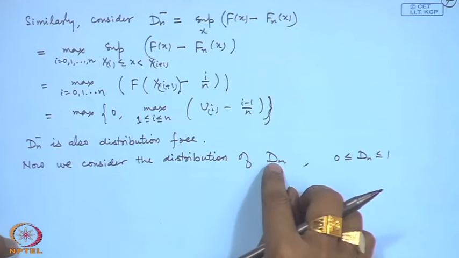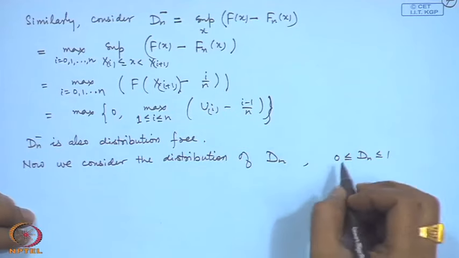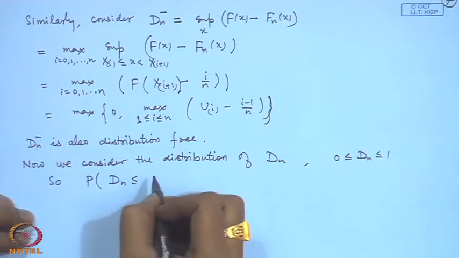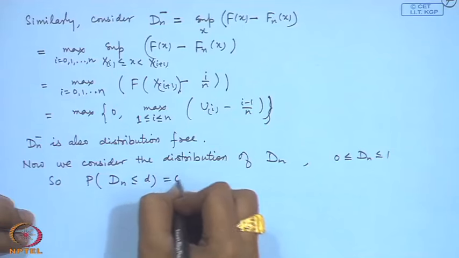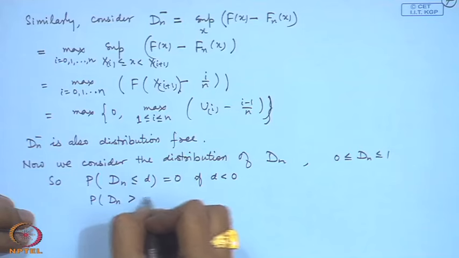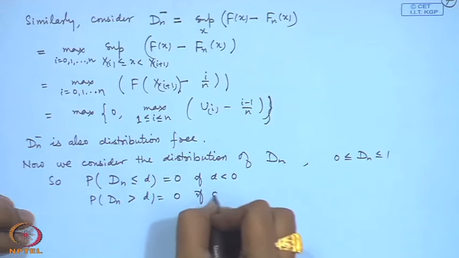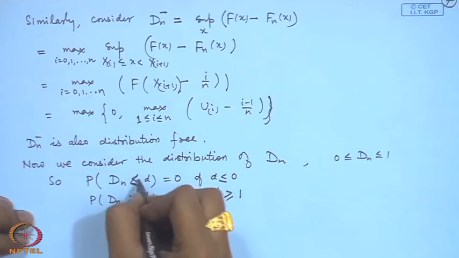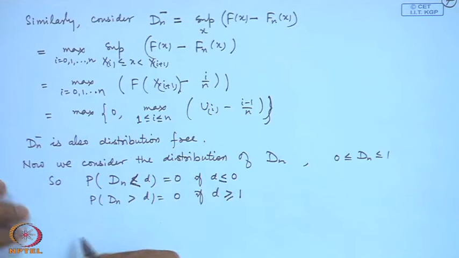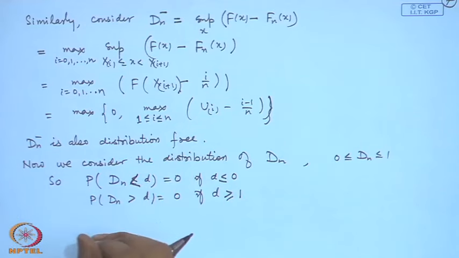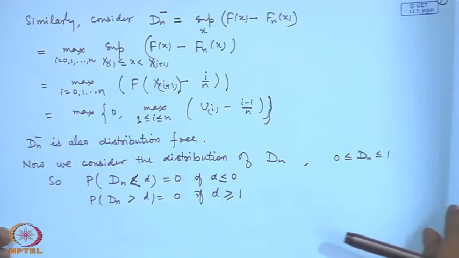So, the entire thing is that D_n lies between 0 to 1. So, that means when we are considering the distribution of this less than or equal to say some d, then it is equal to 0 if d is less than 0, and probability of D_n greater than d is equal to 0 if d is greater than or equal to 1. Now, let us consider D_n less than d, with d between 0 to 1. So, we put a particular form here. Why that particular form? It will be clear when we derive the expression here.